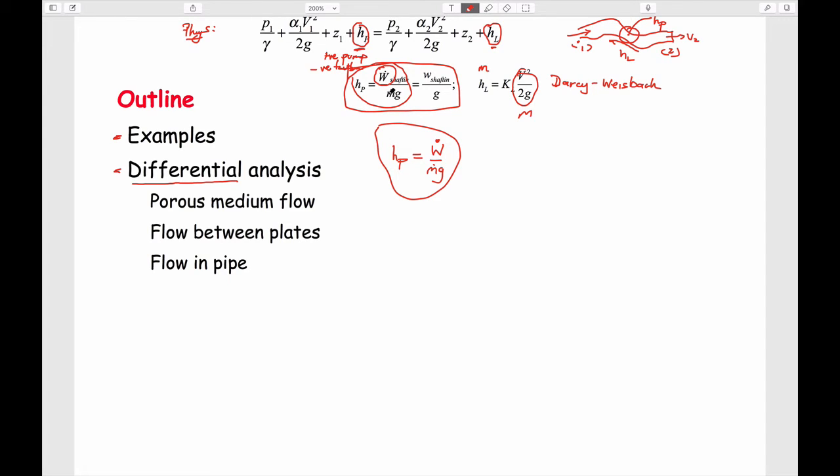This is power, mass flow rate, and gravity. So this would be power per mass flow rate. So lowercase w shaft in equals power per mass flow rate. And W dot equals power, equals joules per second, equals watts.